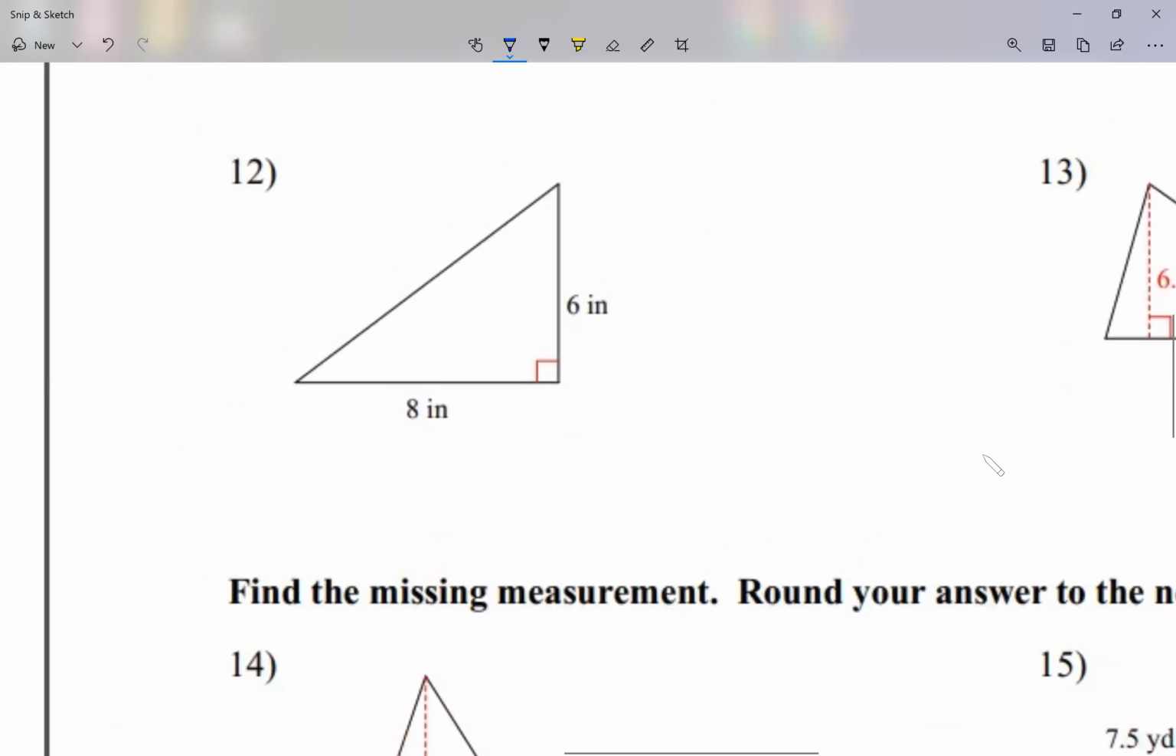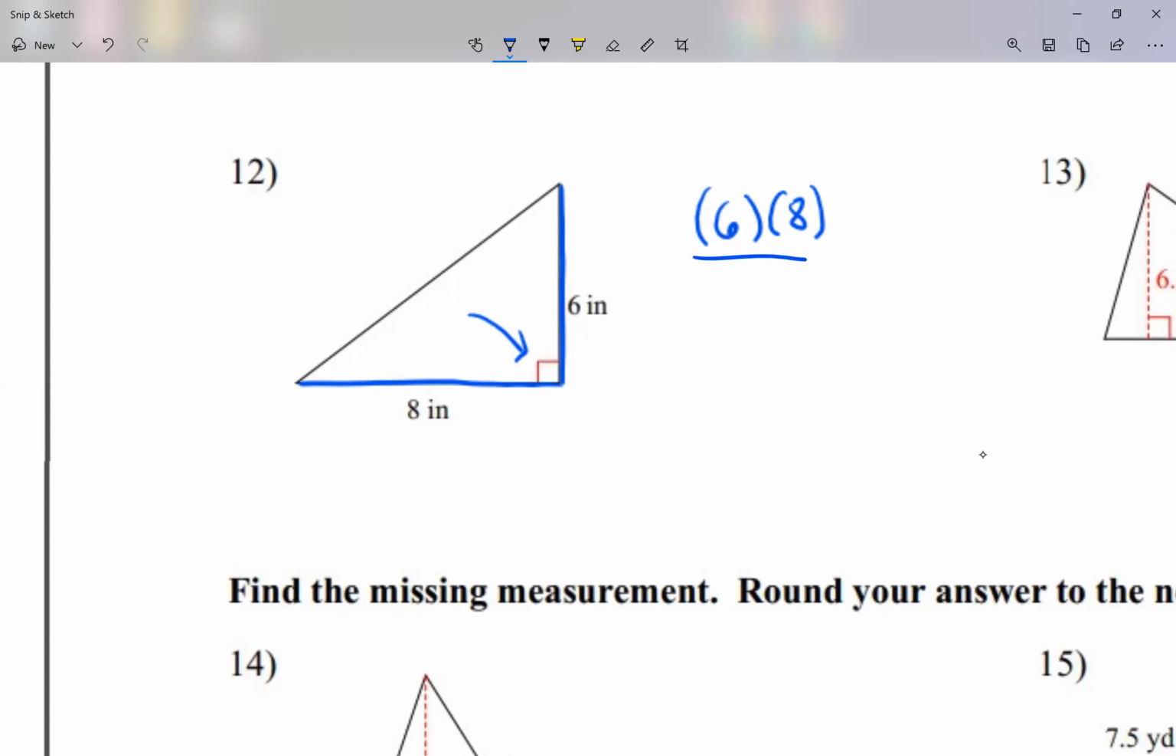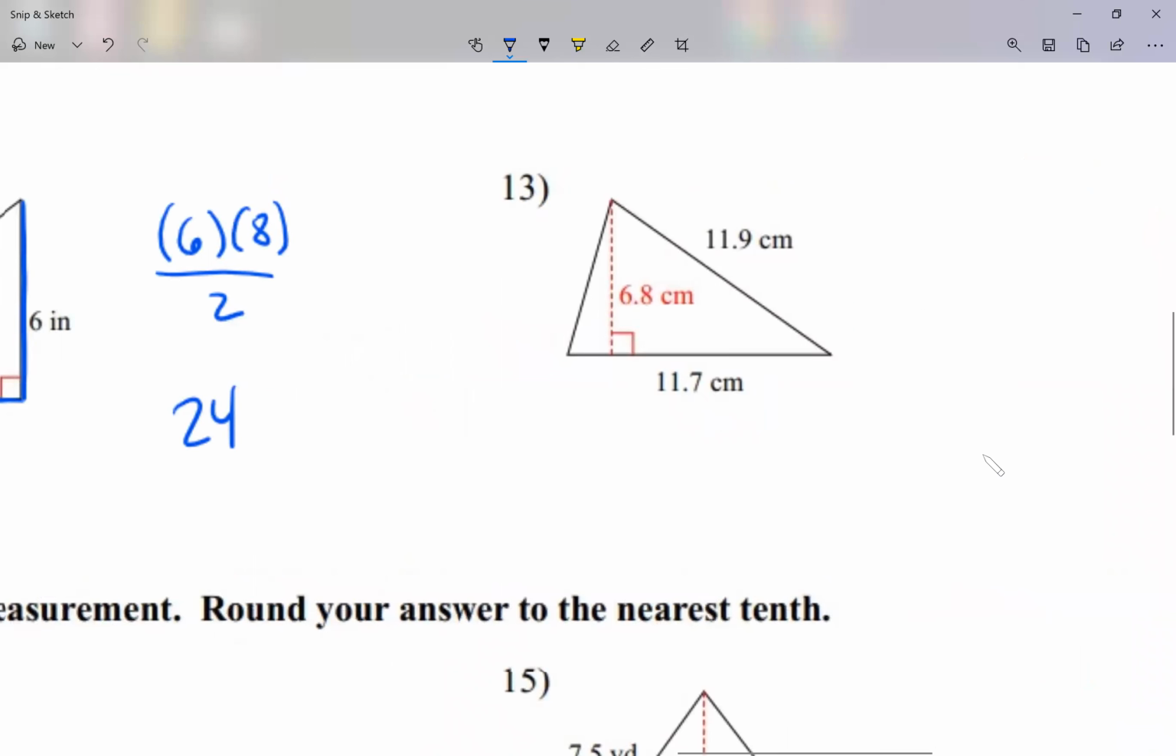Number 12, my 90-degree corner is right here. The two numbers that meet there are 6 and 8. So I'm going to multiply 6 times 8, but because it's a triangle, I have to divide this by 2. I know 6 times 8 is 48, divided by 2 is 24. So multiply the two numbers that meet at the 90-degree corner and divide by 2.